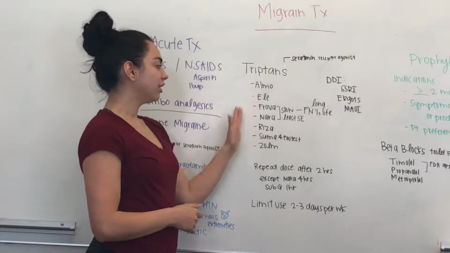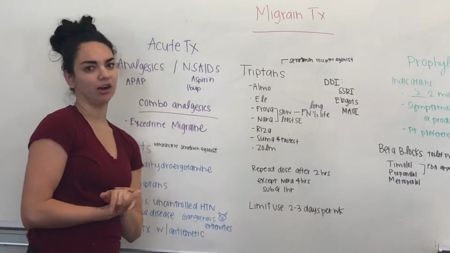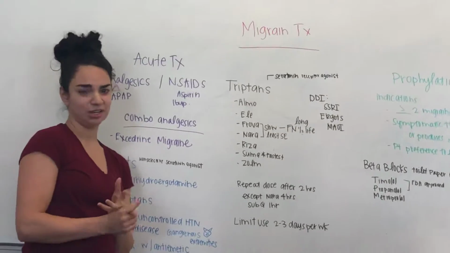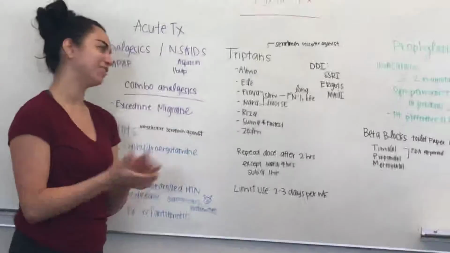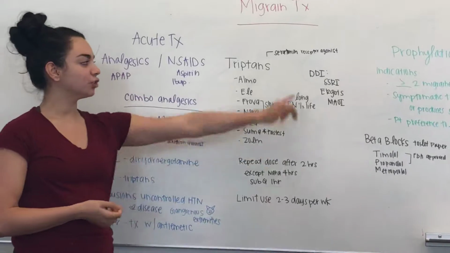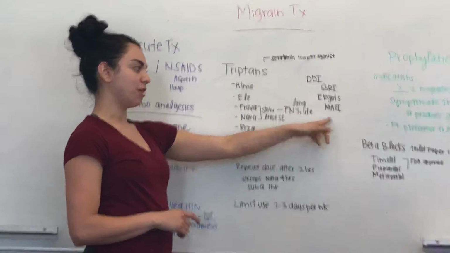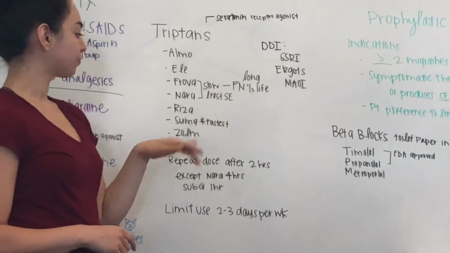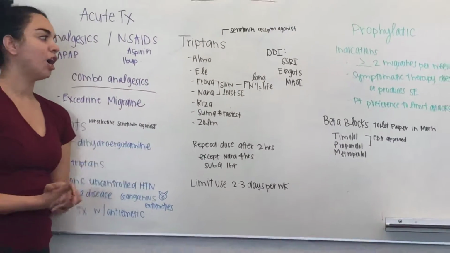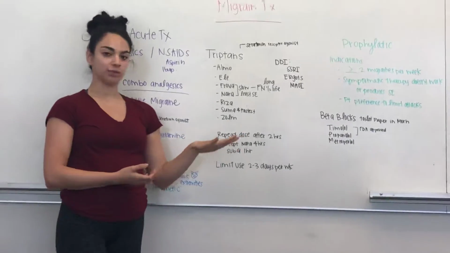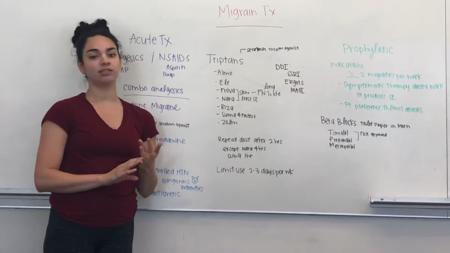As far as administration, I believe that they all have nasal and sub-Q and various routes of oral administration. As far as drug-drug interactions, SSRIs, the ergots, and many MAOI medications. With these, you can repeat the dose. You can do it after 2 hours with a few exceptions. So Nara, it's 4 hours.